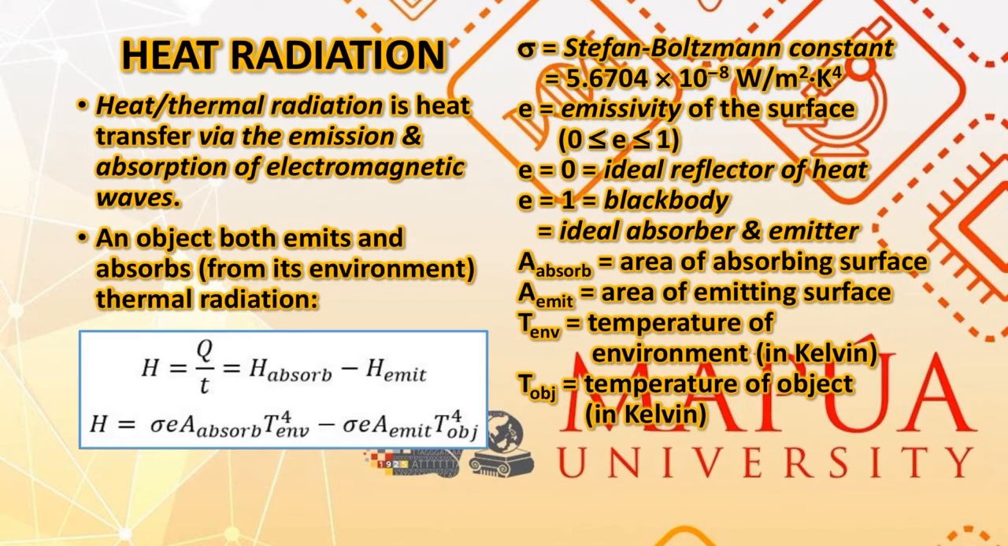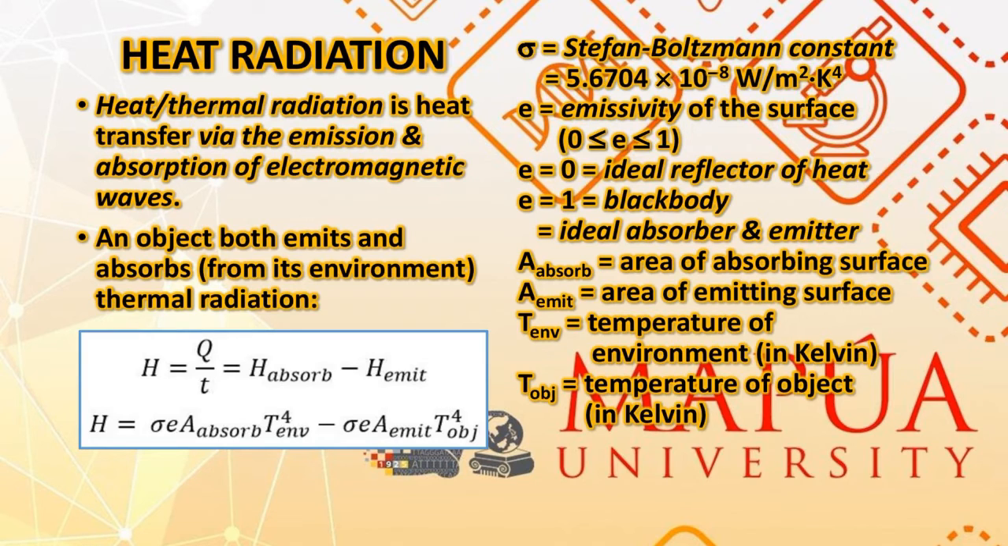Sigma is the Stefan-Boltzmann constant, and you should memorize the value 5.6704 times 10 to the negative 8 watts per meter squared Kelvin to the fourth power. Whereas E is property of the surface of both the material and the surface. E is emissivity of the surface. It does not have any units. It is a unitless quantity ranging from 0 to 1.